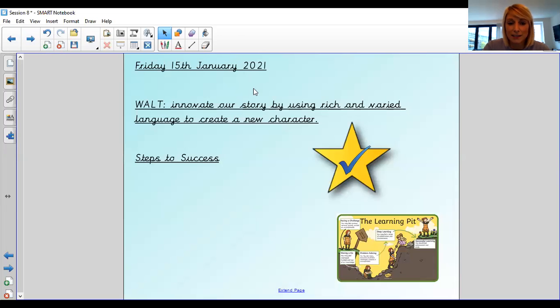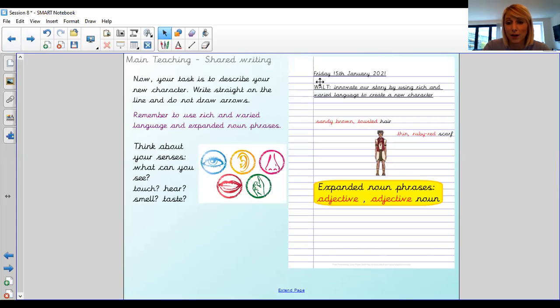So just a reminder, this is our date and WALT, and pop a learning pit for me underneath your work. Okay, so you can add a learning pit down here when you're finished. I'll look forward to seeing your new characters later, and this will start our innovation stage of our writing.